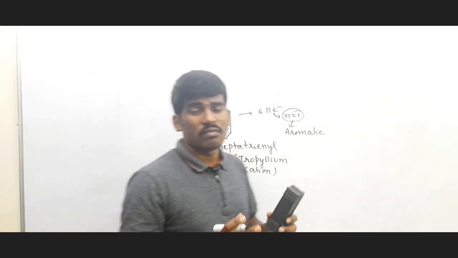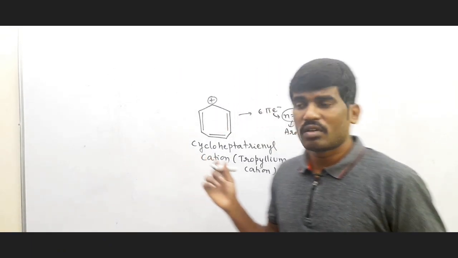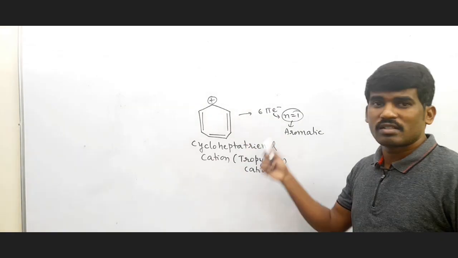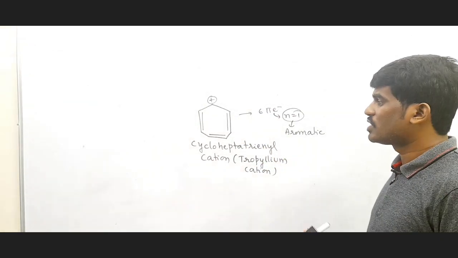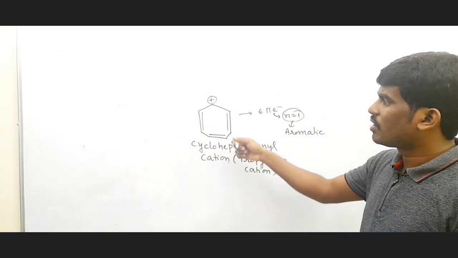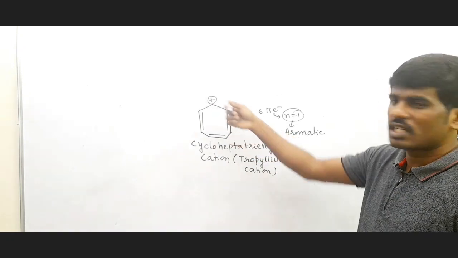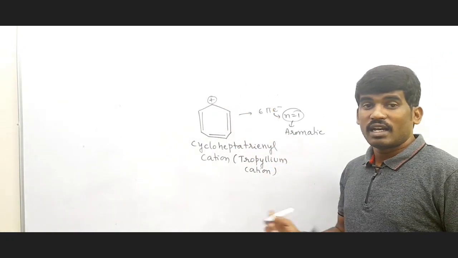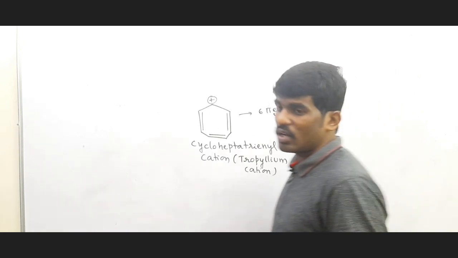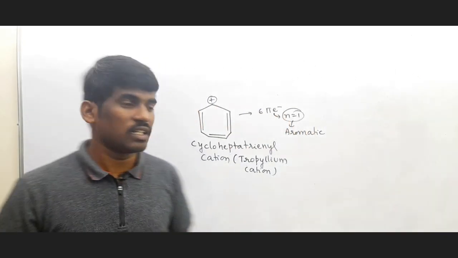Now there are 7 carbons in this compound. In that, all pi bonds are in conjugation, and these pi bonds are also in conjugation with the positive charge, and hence the cycloheptatrienyl cation is an example of an aromatic compound.